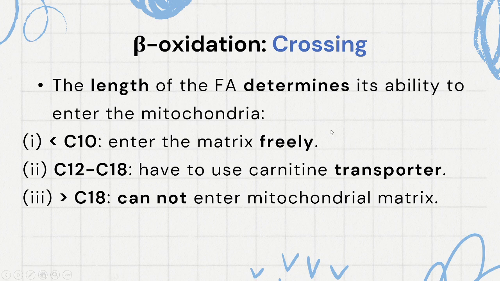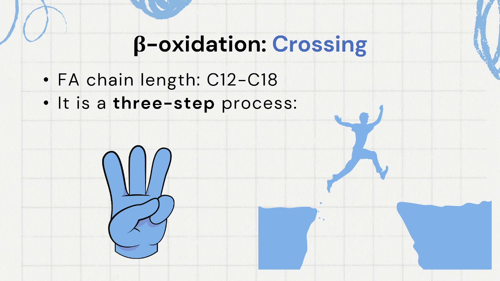And for the crossing, the length of the fatty acid determines its ability to enter the mitochondria. Fatty acids that are 10 carbons in length or less enter the matrix freely. Fatty acids that are 12 to 18 carbon atoms in length have to use the carnitine transporter. Fatty acid chains that are more than 18 carbon atoms in length cannot enter the mitochondrial matrix. They have to be shortened elsewhere before they can gain entry into the mitochondria.